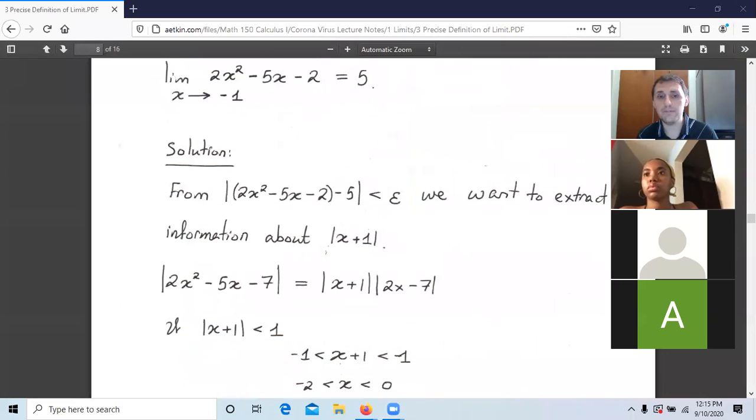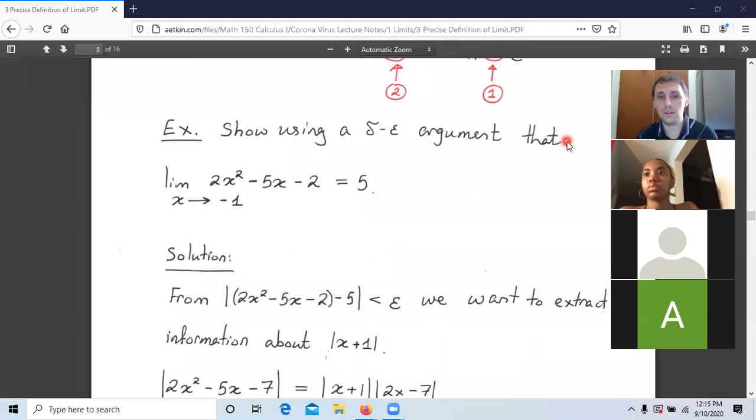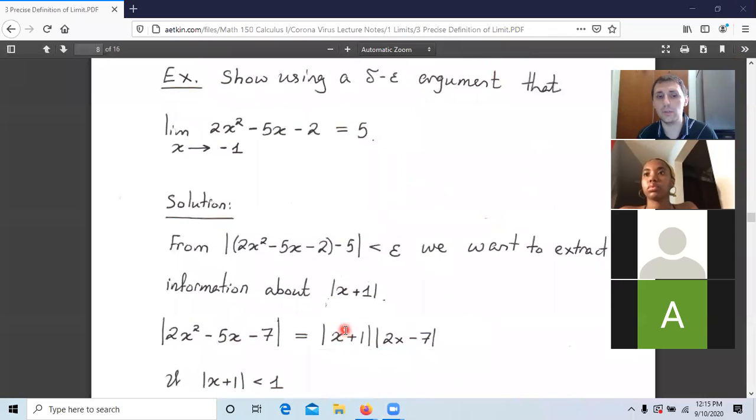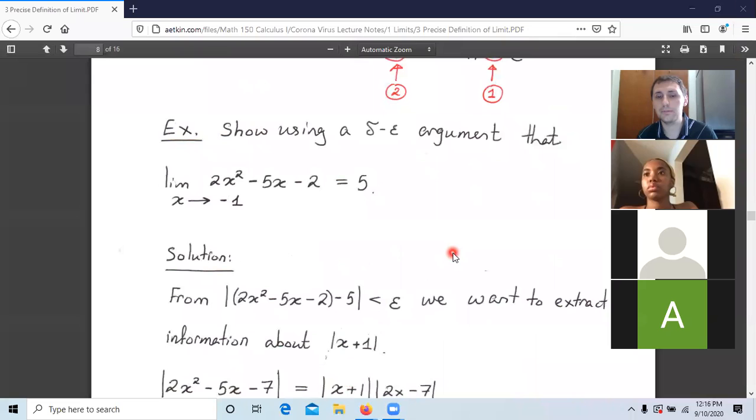First question, which of those parts do we care about? x plus 1 or 2x minus 7? Please write in the comments. Which parts are significant for me? Exactly, x plus 1, because x is going to minus 1, and absolute value of x plus 1 represents the distance between x and minus 1. You with me?